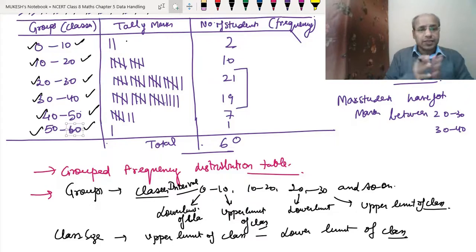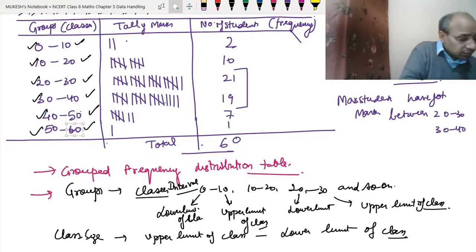And after making the tally marks, we make blocks of 5. When we make 4 straight lines, then we draw the 1 oblique line, so it makes a block of 5. We can count the number of blocks and then write the number of students, which gives the frequency. That means the marks 0 to 10 occur for 2 students. I hope this is clear to you.